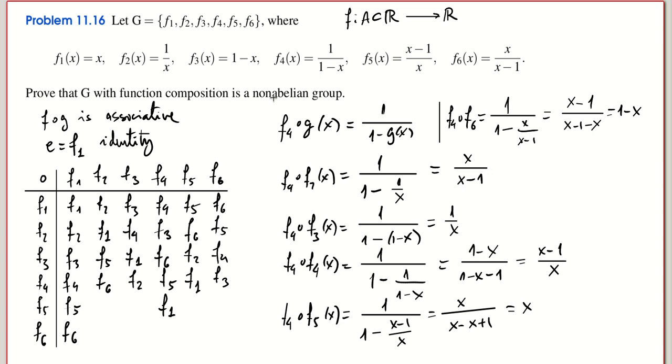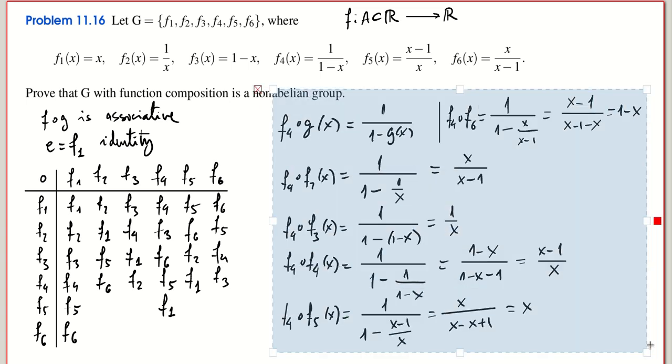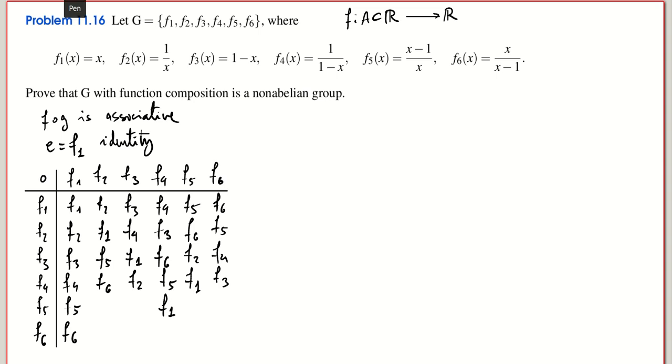So let's go to the next one. The next one is f5. f5 composed with g is, well, let me just put it this way. x divided by x is 1, so it's 1 minus 1 over x, which is this. Let's try to figure out what it is when we compose it with all the others. So f5 composed with f2 is 1 minus f2, and f2 is 1 over x, so it's x, and that is f3.